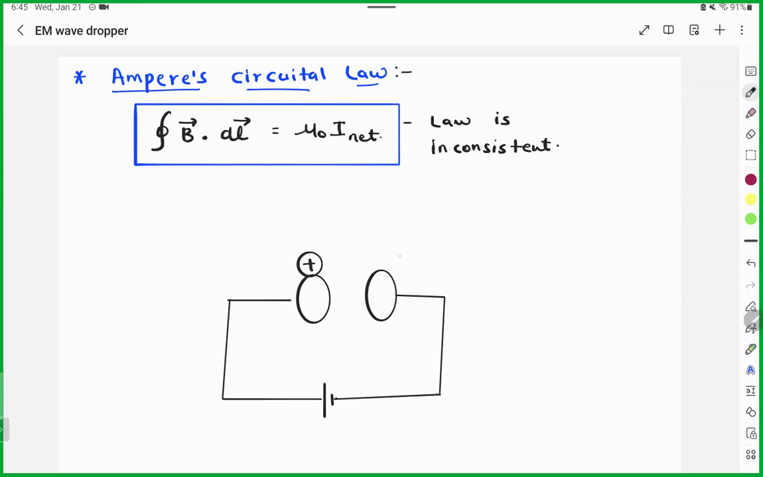What will be the symbol of AC? It's like an S, no, sir. Yes, like an S wave. Okay.